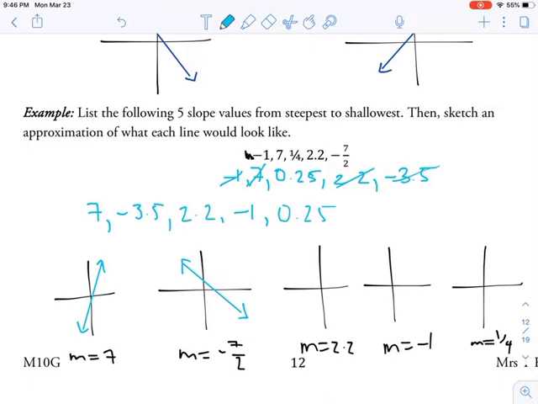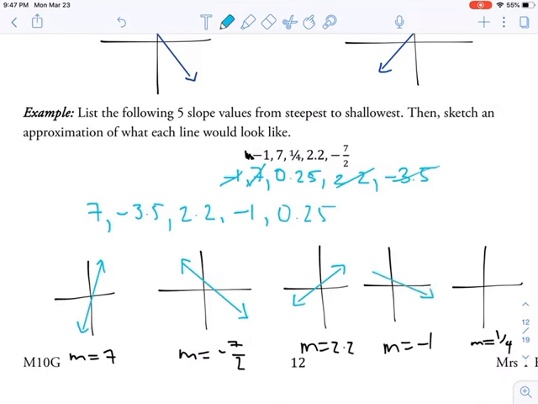Next is 2.2, and 2.2 is pretty close to 3.5, but it is a positive number here, so it's going to be going up and to the right, and so we're going to have a similar line, but just going up and to the right instead of down. A little bit shallower, going up. Okay, then negative 1 is even shallower, right? It's even closer to 0, and since it's negative, it's going to be a decreasing line, so I'm going to have it going down and to the right.